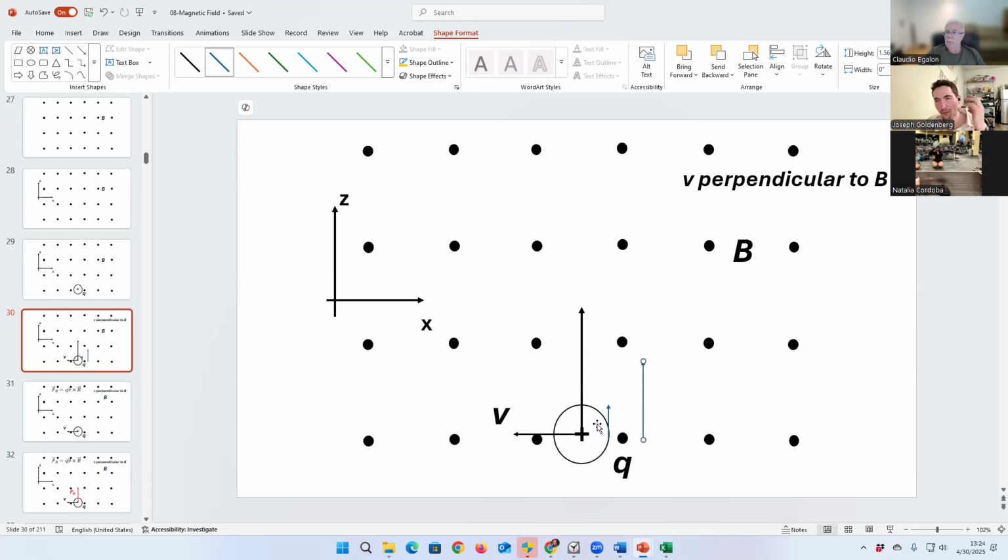It's not two forces, it's two velocity vectors. This velocity vector was already here. This force is going to produce another velocity vector component.